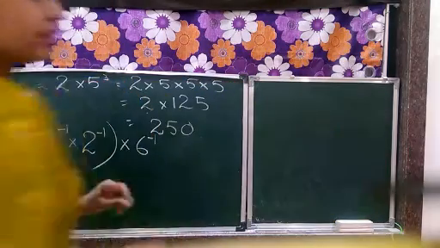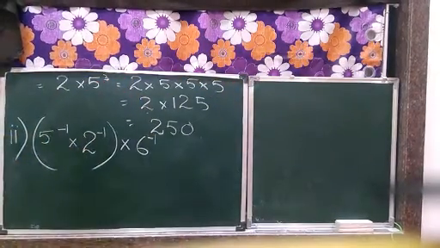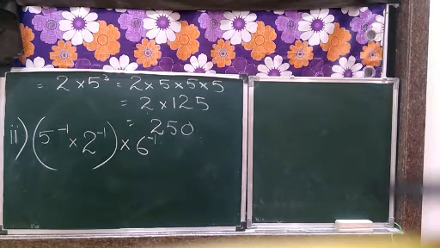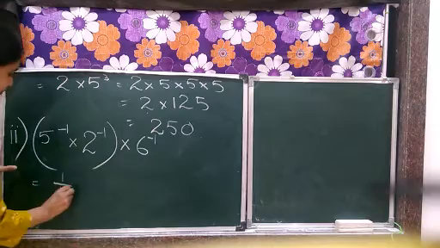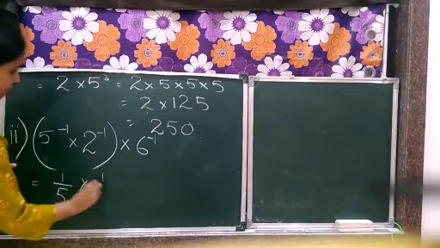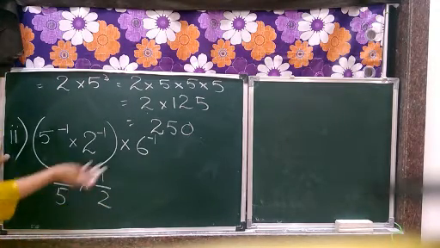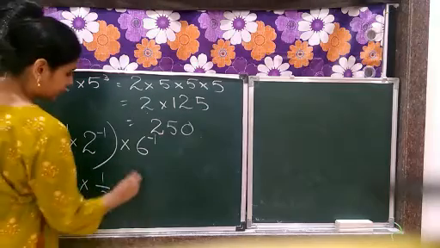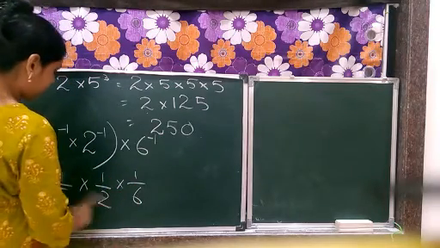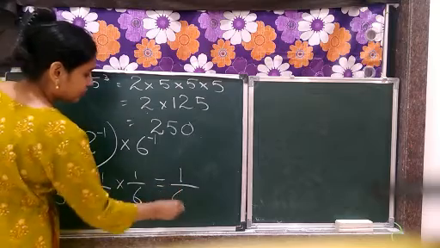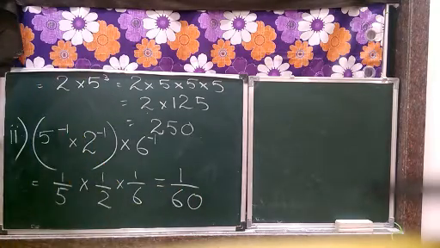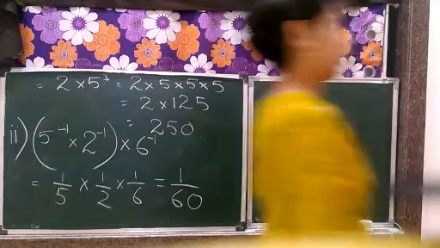So again, first thing children, what are we going to do? We are going to make the exponents positive. So 5 becomes 1 by 5. 2 becomes 1 by 2. And powers are 1, 1, so we are not writing. 6 becomes 1 by 6. 5 2s are 10, 10 6s are 60. So the answer is 1 by 60. So we completed the second one.